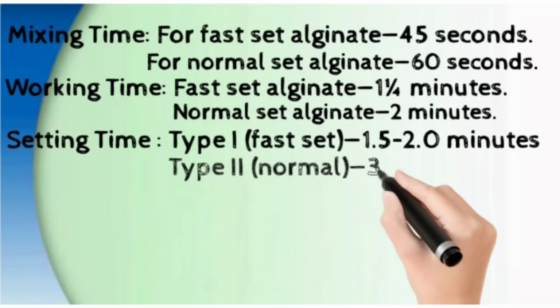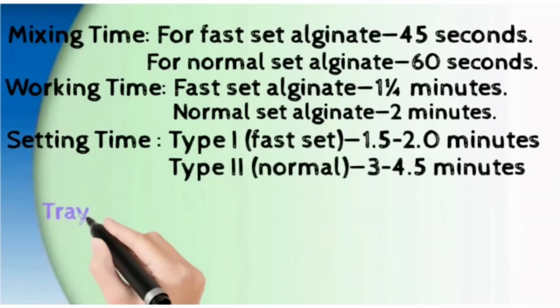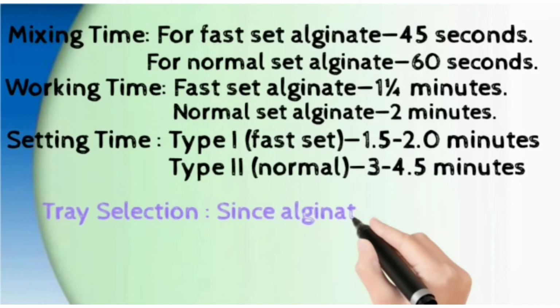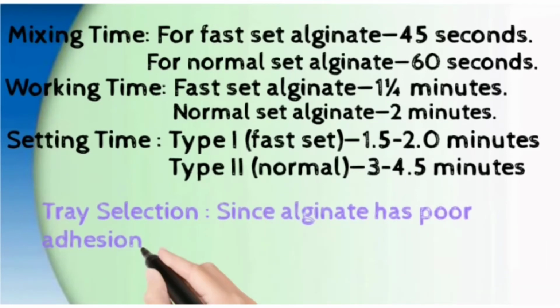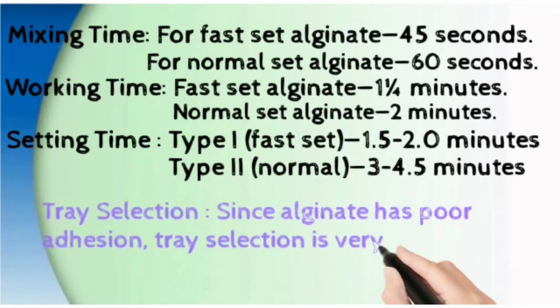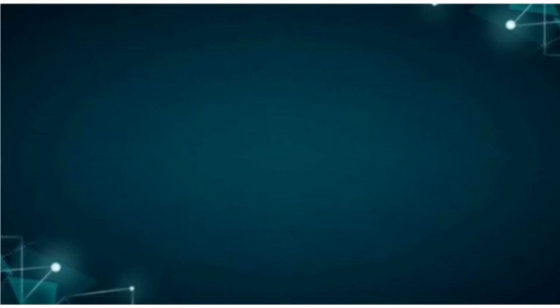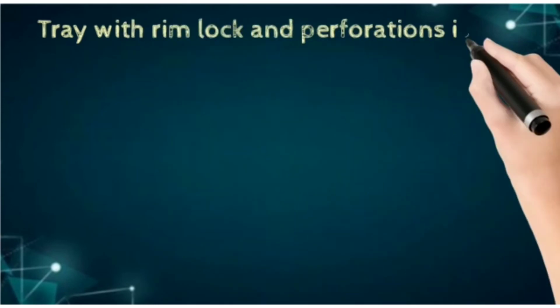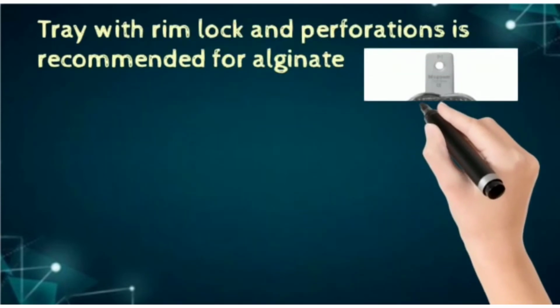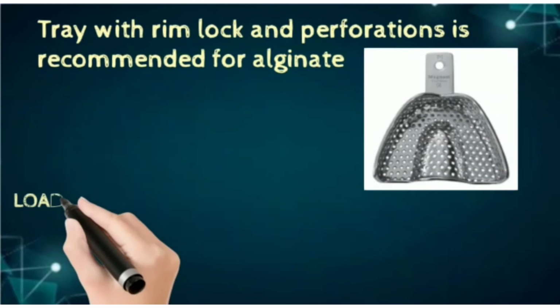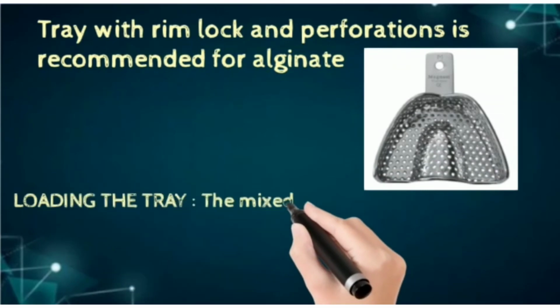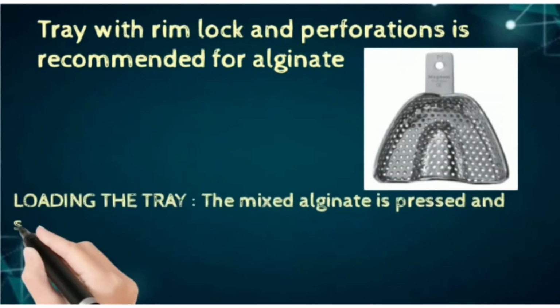Now what type of tray should we select for alginates? Since alginate has very poor adhesion, the tray should be properly selected. Tray selection is very important. Like a tray with rim lock and perforations, as you can see in the picture, there are perforations in the tray. This tray is recommended for alginates. How to load the tray?